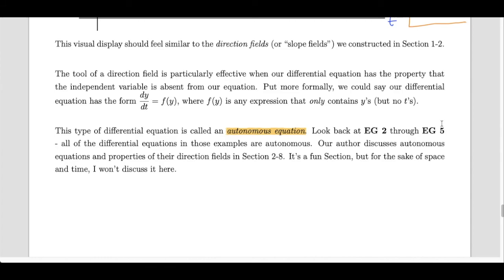Our author has a section in which he specifically looks at details of autonomous equations and properties of their direction fields. This is section 2.8. It's titled Equilibrium Solutions. It's a pretty fun section and it's not very challenging, so I would encourage you to take a look at it. But for the sake of time, I'm not going to discuss it here, and I don't have a separate lecture on that.